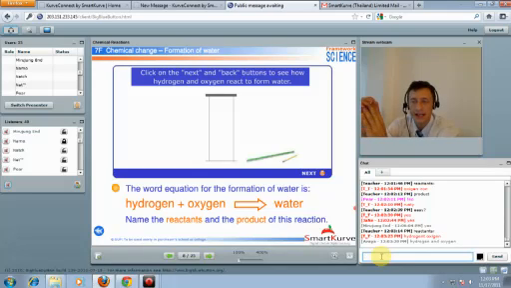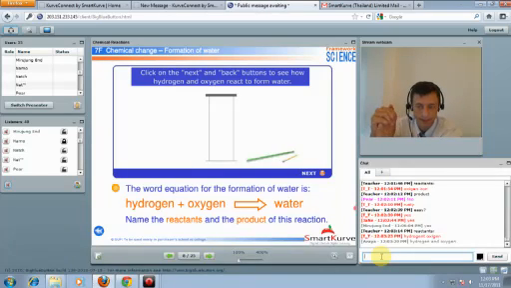And because this is an English science class, I want someone to give me a complete English sentence. Tell me about the reactants and the product of this reaction in a complete sentence.